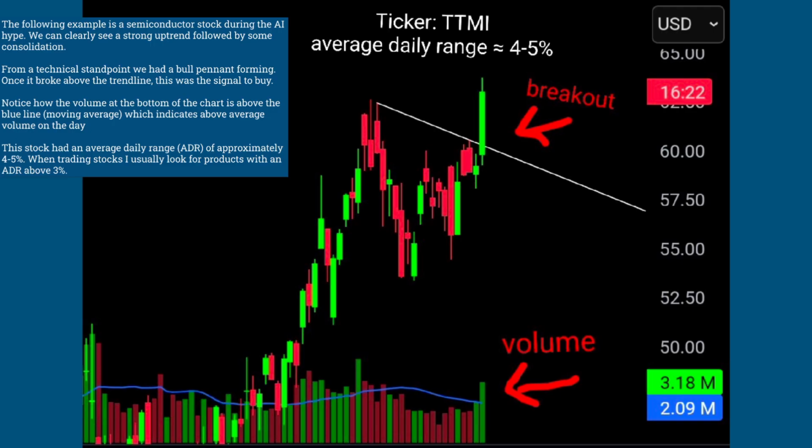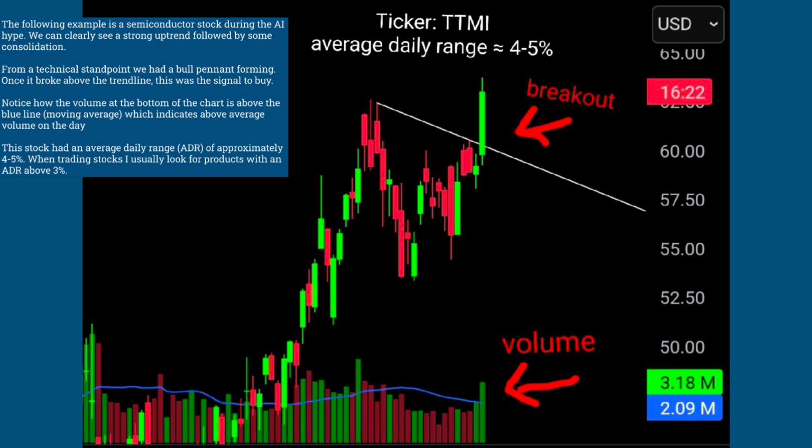And then what comes next? Well, it's important to notice that the volume at the bottom of the chart is above the blue line. The blue line is the moving average for the volume, which I was mentioning a bit earlier. So if we go back, you'll notice at the bottom right here, the volume is above the moving average for that day, which means we have strong volume coming in.